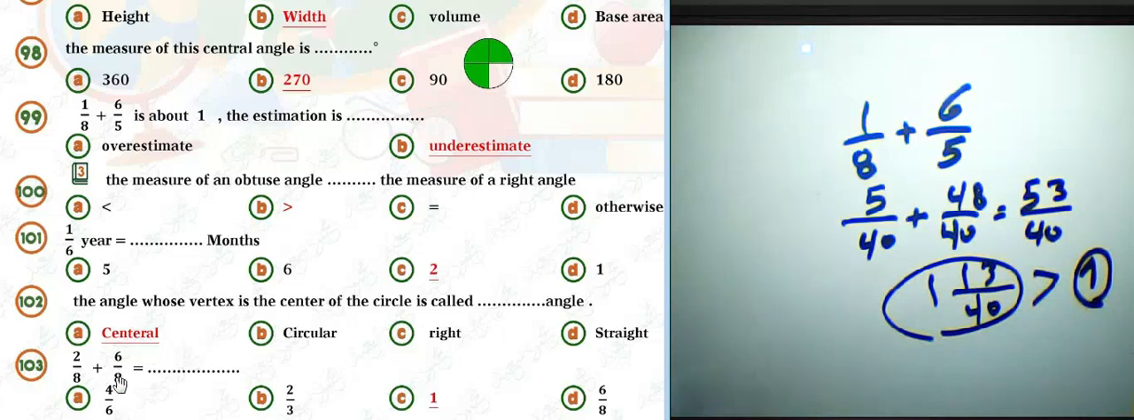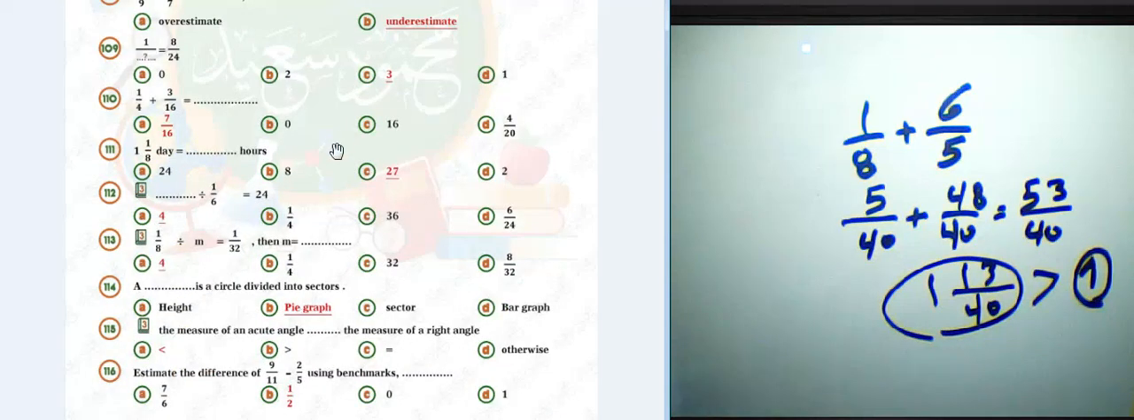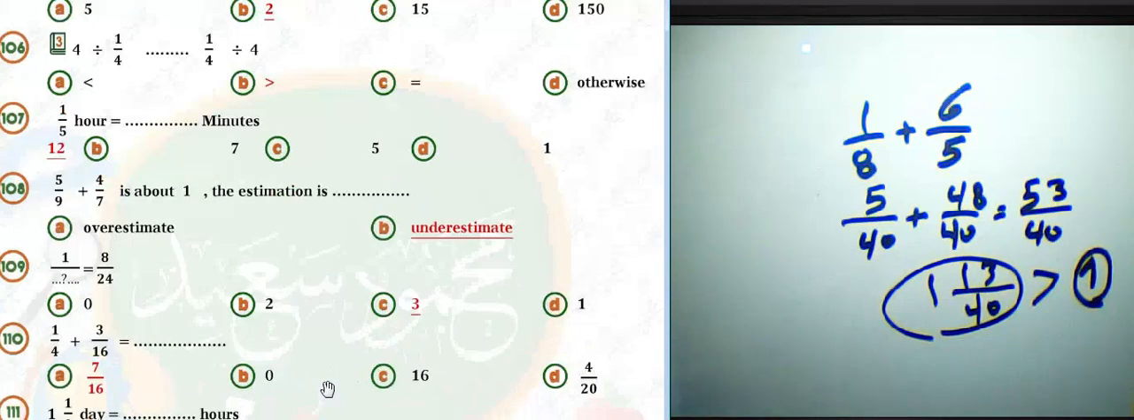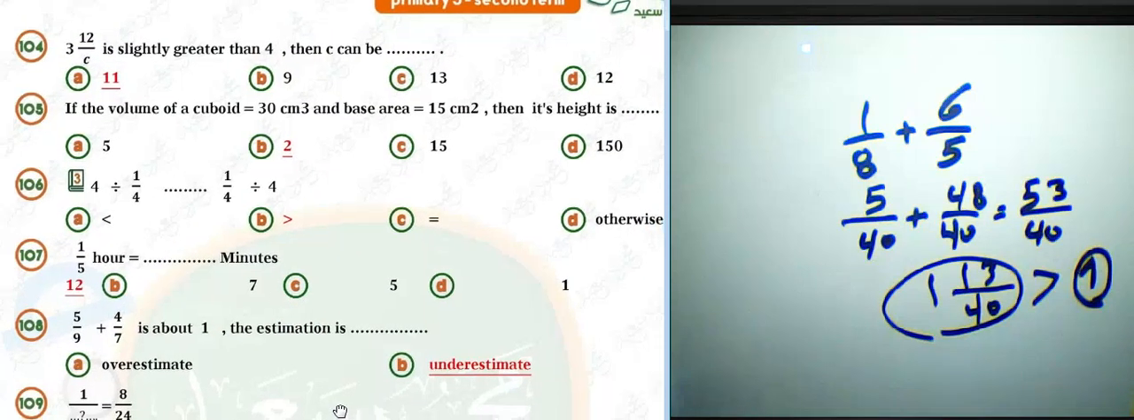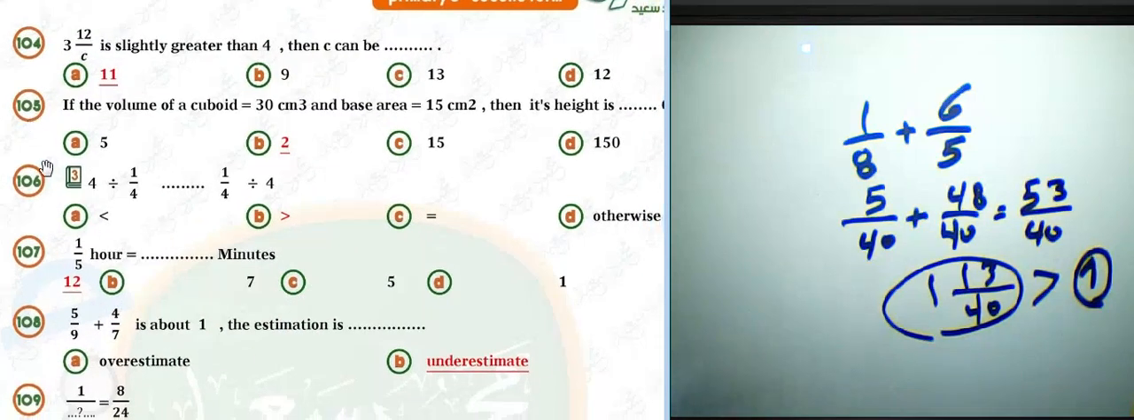2 over 8 plus 6 over 8 equals 8 over 8 equals 1. Question 104. 3 and 12 over c is slightly greater than 4. Then c can be 11, because 12 divided by 11 equals 1 and 1 over 11, because it's asked about slightly greater than. You must write here 11.